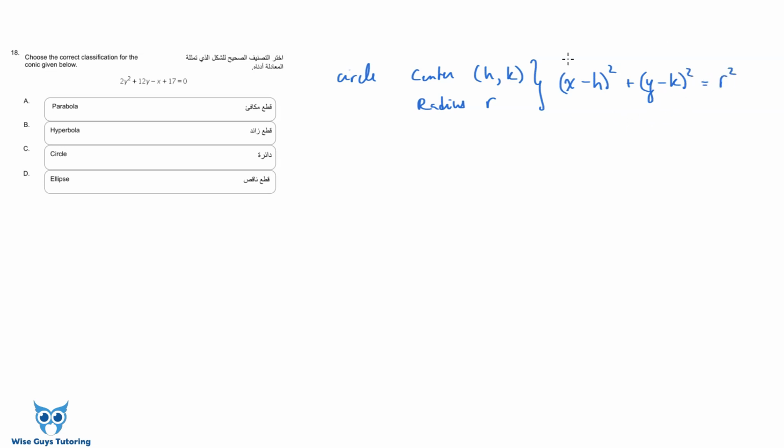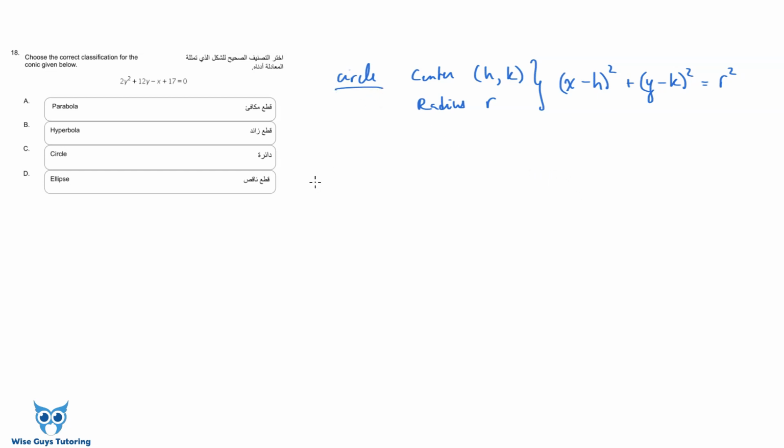Okay, so whenever you have an equation like this where x is squared and y is squared and you add them up and they give you a constant, that's a circle with center h, k, and a radius of r. We're going to see this again in question 19, and now that you know this, question 19 is actually going to be a breeze. So that's the circle.